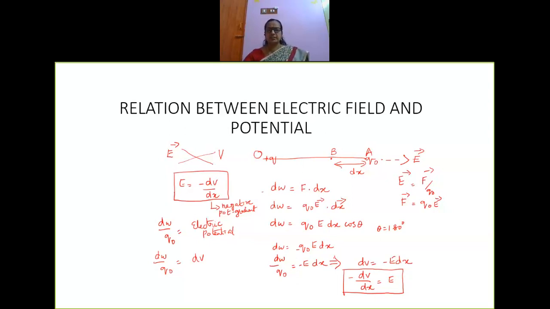The unit for this: dV is change in potential, so the unit is V, and the distance is measured in meter. So the unit is volt per meter, which is the unit for electric field intensity. Is it clear? Force per unit charge, Newton per coulomb, and volt per meter is also the unit for electric field intensity.